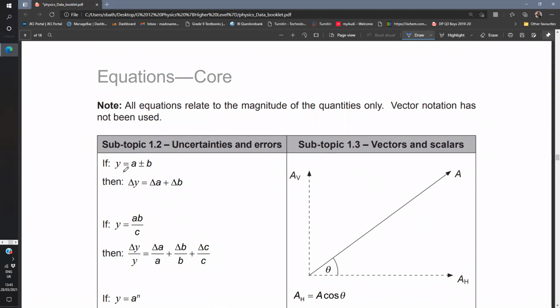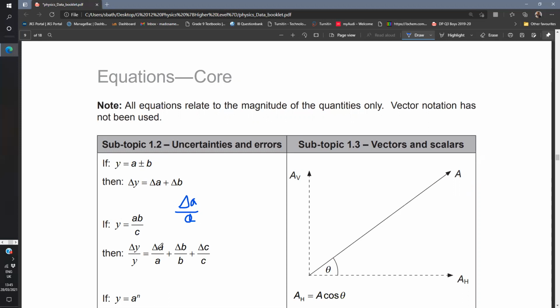So here we have our first set of equations. Y is equal to a plus or minus b. Basically, if you have addition or subtraction, you just add the uncertainties. And if we have division or multiplication, we take the fractional uncertainty. Fractional uncertainty is basically the uncertainty of a over a itself.